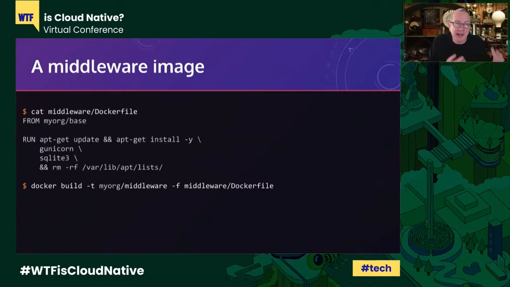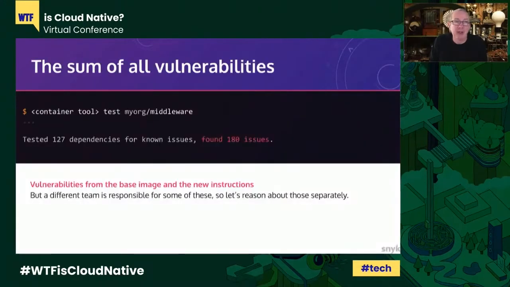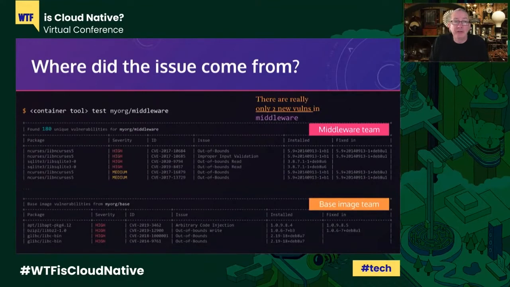So our next image would be our middleware image. And we can see we're going to consume that base image that we talked about a second ago. And we're going to add in our set of middleware applications and utilities. And then we're going to build that as our middleware image. And so when we test that middleware image, we can see that we've got 180 issues in that scan. But we know that 178 of those issues were the responsibility of whoever's built our base image. So really, our middleware team only need to care about those two new vulnerabilities that have been introduced in that particular image. And so we can see here that we have vulnerabilities that are the responsibility of the base image team and vulnerabilities that are responsibility of the middleware team.